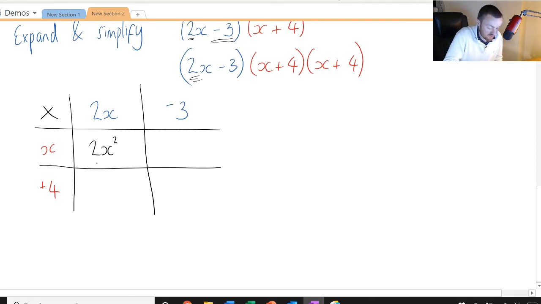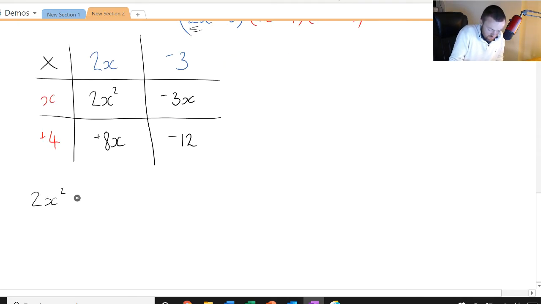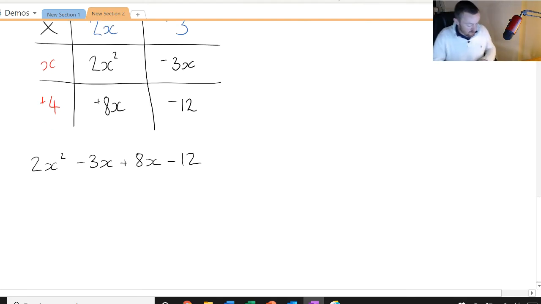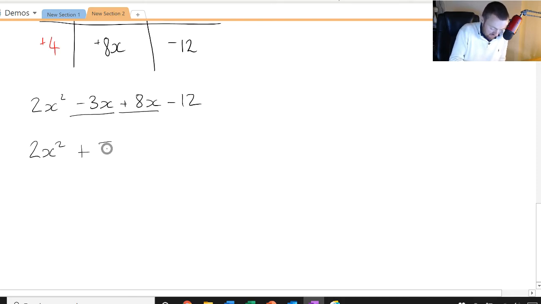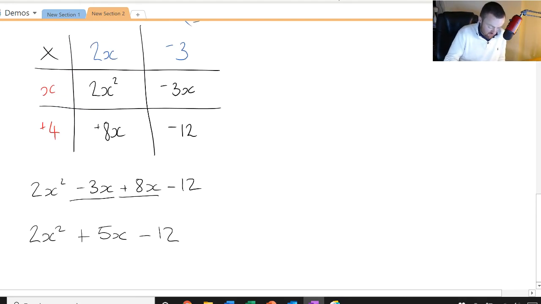2x multiplied by x would give you 2x squared. Negative 3 times x gives you negative 3x. Positive 4 times 2x gives you positive 8x. Positive 4 times negative 3 gives you negative 12. So just as before, I'm going to write that out in full. Okay, so the first bit, there's only one x squared term. Watch out for these. If I started with negative 3x's and I added 8x's, that's going to give me plus 5x's. And then negative 12. So I've expanded the first 2 brackets.